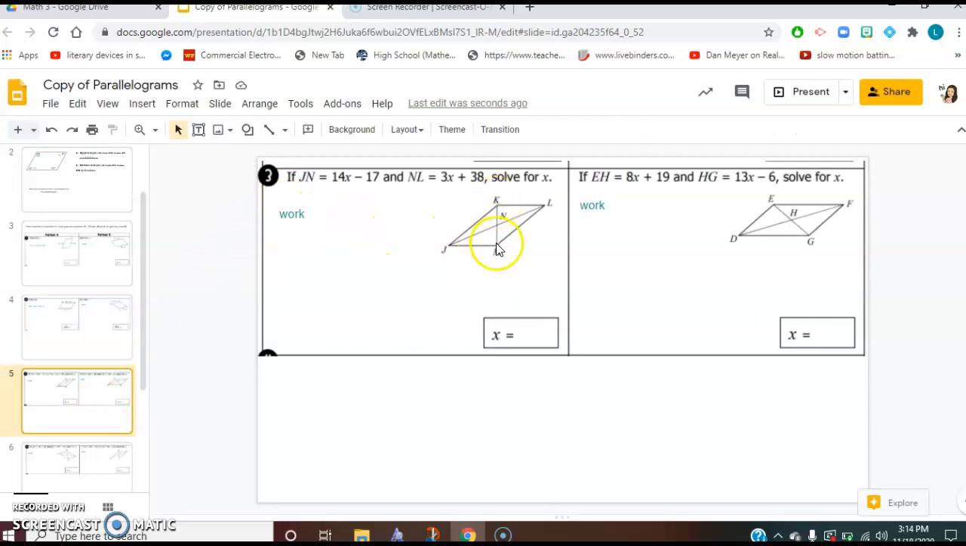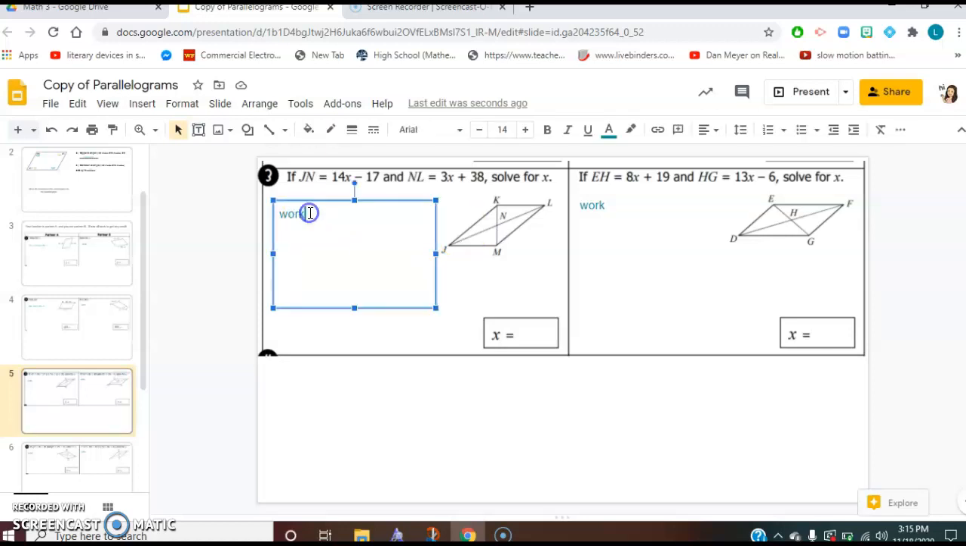All right, question number 3. Anytime you see a picture like this, it's probably about the diagonals. So JN is a piece of the diagonal JL, and NL is the other piece. Well, I know that those two are equal to each other because if JL and KM are diagonals, then N is the midpoint. Where they intersect, it cuts them in half. So since JN is 1/2, the 14x minus 17 has to equal the other half, 3x plus 38. All right, and again, I would go through and solve that one for x.